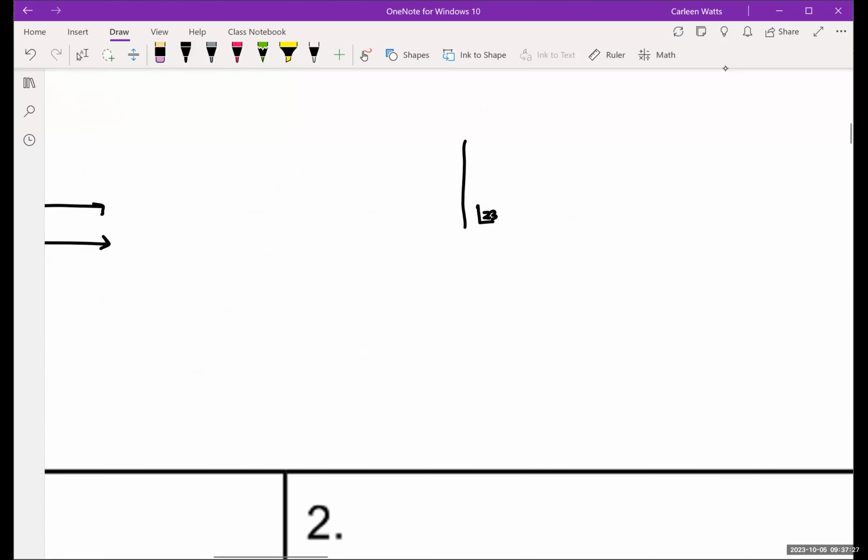Okay, now there's another one that's not in this list. Same side. There's actually 2 more. Same side interior and same side exterior.